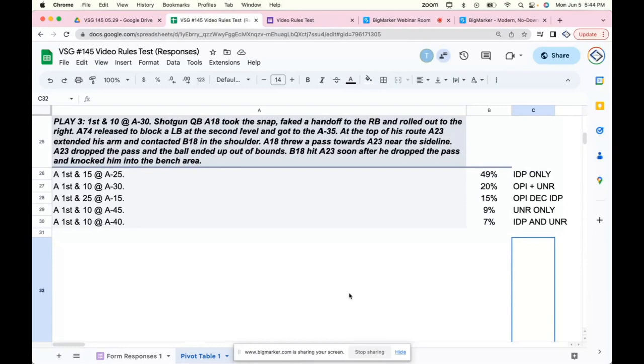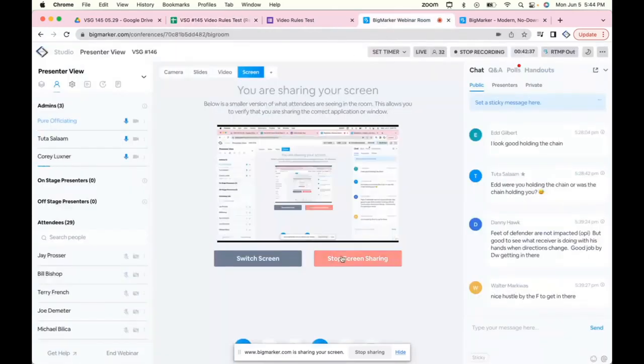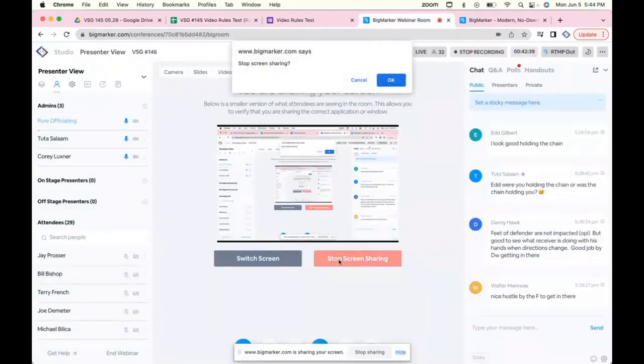16 plus 20, 36% had UNR, right? Yeah. 35% had OPI. That's really the interesting ones. Yeah. Did you see this play, Corey? No, I did not. I just got on. 71% had IDP. Right. Hey, yeah. This is more interesting than you doing math. Show your opinion. Okay, yes.